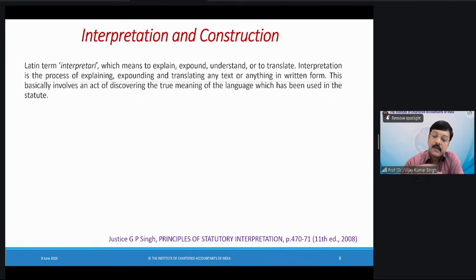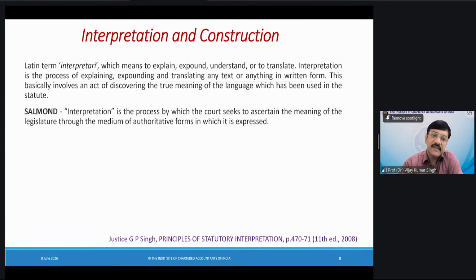On the other hand, when I say interpretation, Salmond has defined interpretation. Salmond is a jurist, by the way. In the interpretation book, you will find his name very often. He defines interpretation as the process by which the court seeks to ascertain the meaning of the legislature through the medium of authoritative forms in which it is expressed.